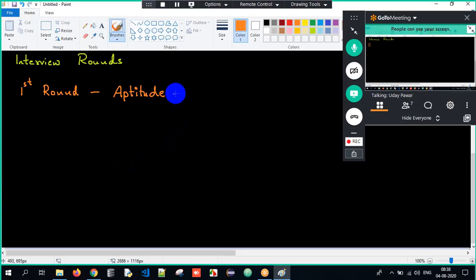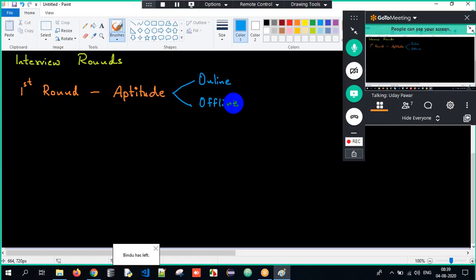The aptitude round is nothing but your logical thinking: how well you can think and derive the entire solution for it. This is the major reason you have something called an aptitude round. As of now, it might happen online or offline, both possible ways. Aptitude is always about logical thinking, guys: how well you can think of a solution and derive the output.